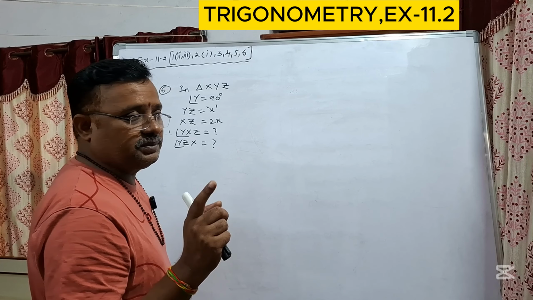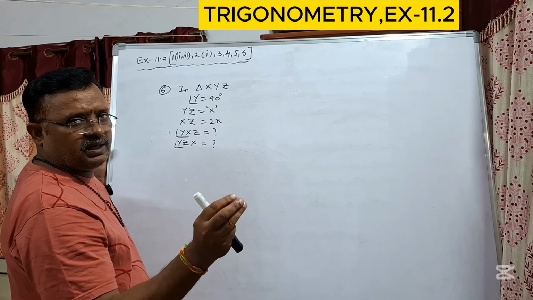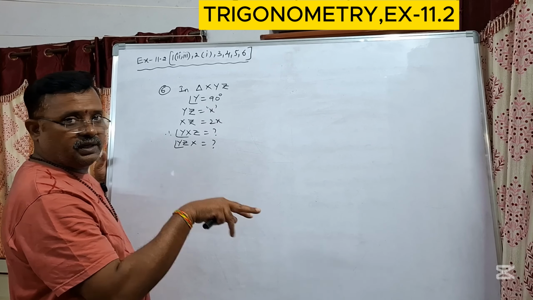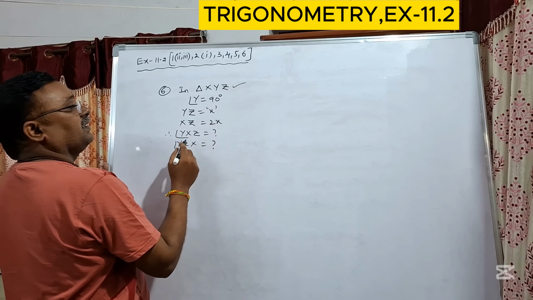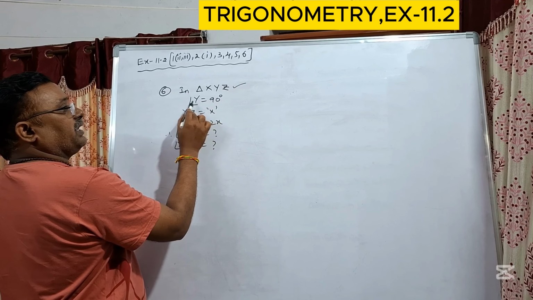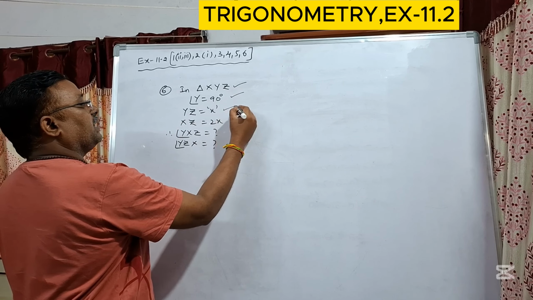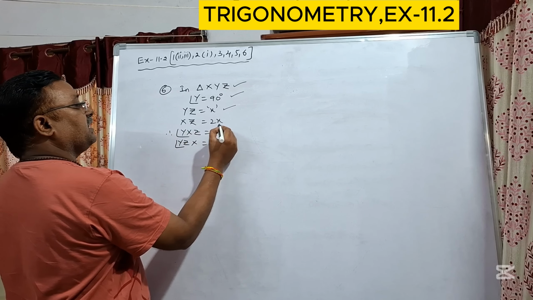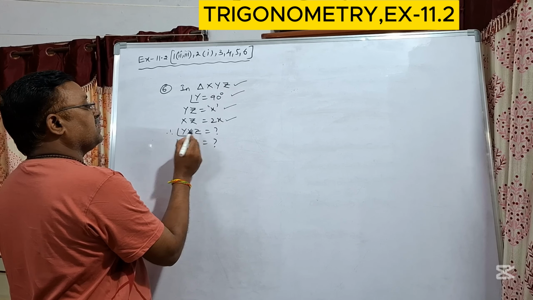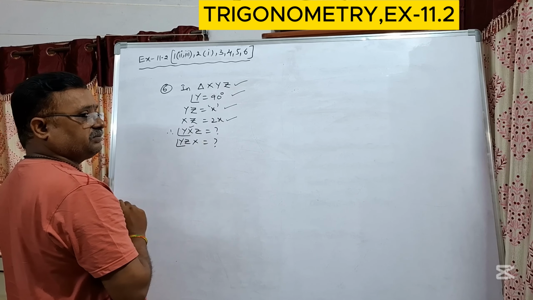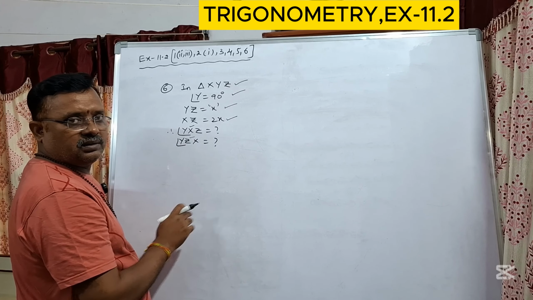Okay, Nana. Now observe the last important model of this exercise. This question is also very simple, very easy, very important also. The data: in triangle XYZ, right angle is at Y, so angle Y equals 90 degrees. YZ side is small x units. XZ side is 2x units. Then find angle YXZ, meaning angle X, and angle YZX, meaning angle Z. This is the data.